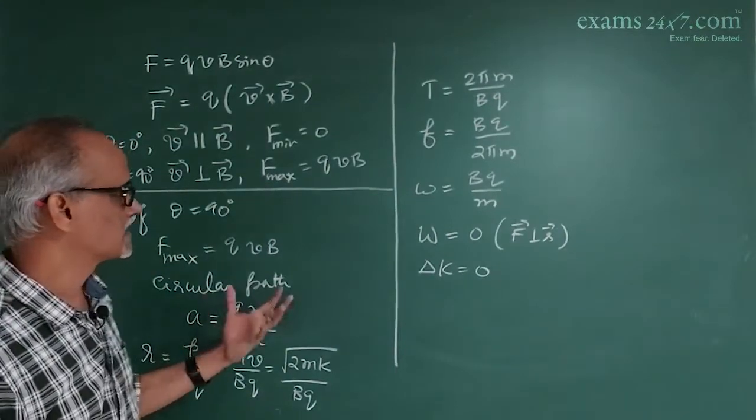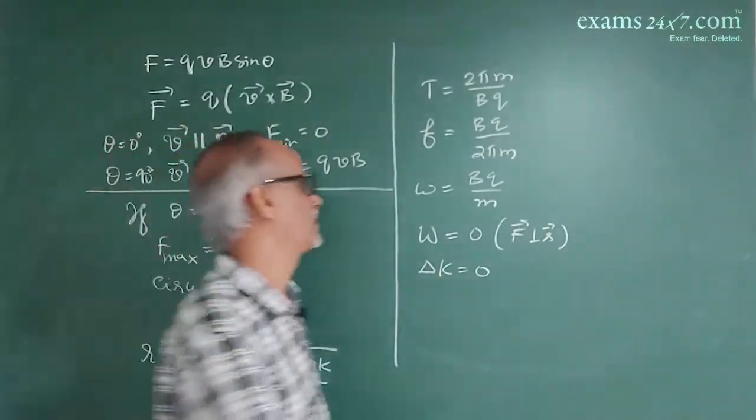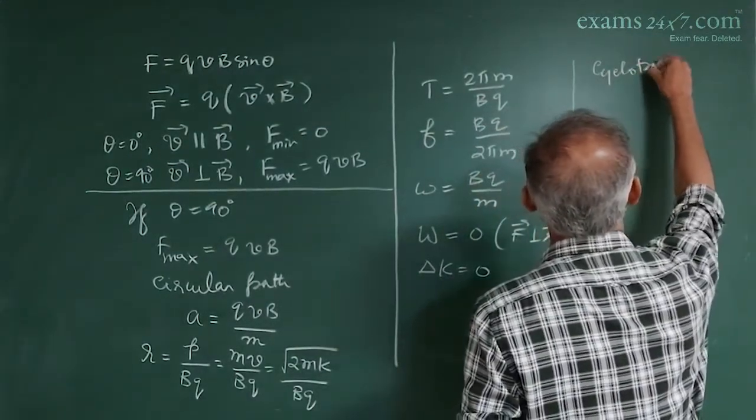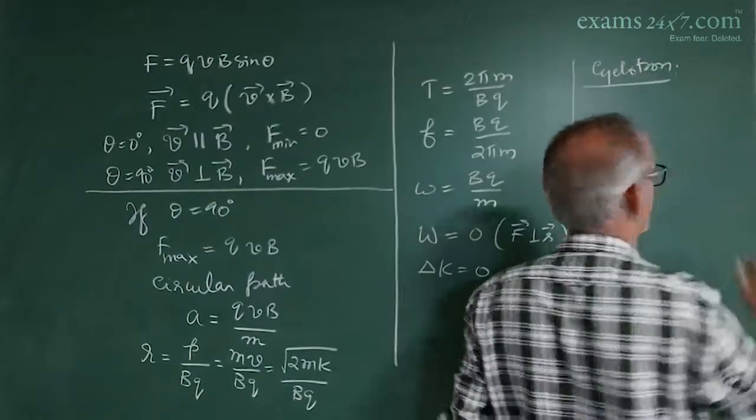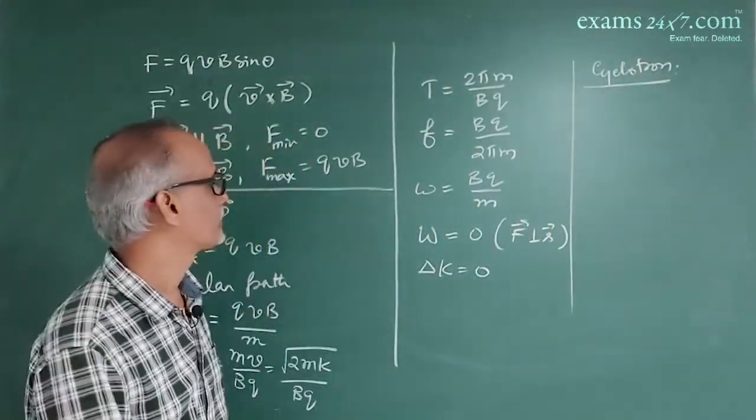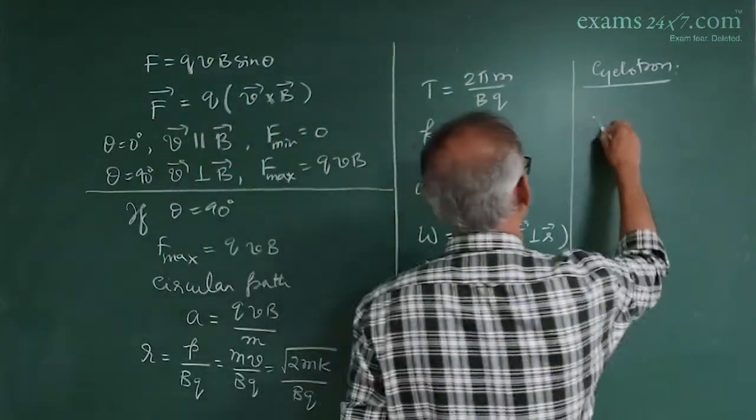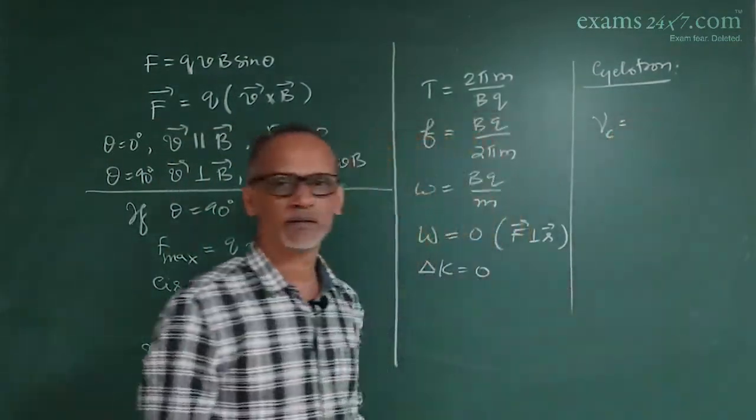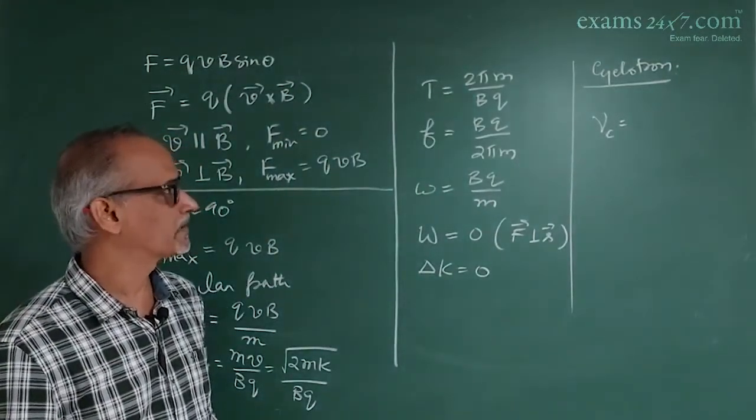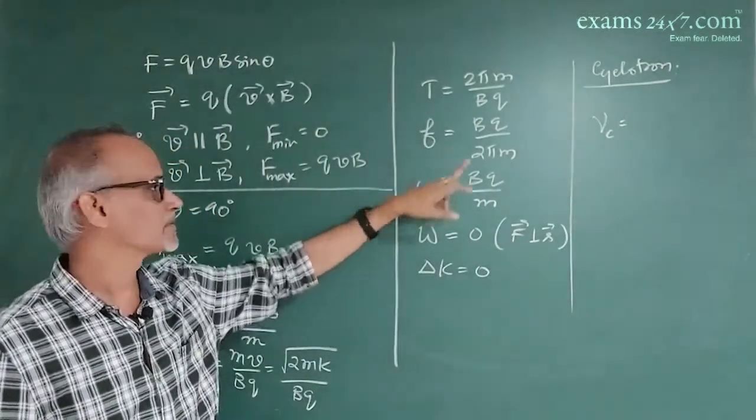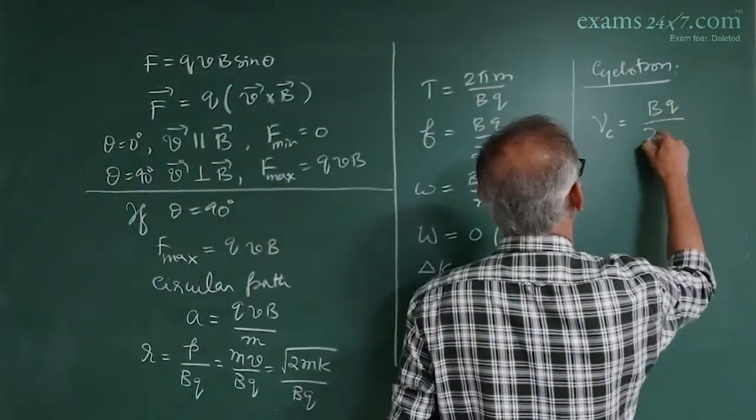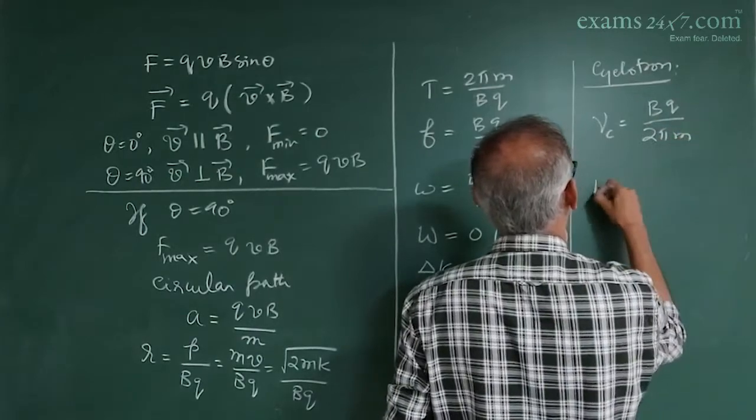And this principle is used in a device called cyclotron, in which the particles are accelerated to very high kinetic energy. And the frequency of revolution of the particle within the cyclotron is the same as this. That's called cyclotron frequency, which is BQ by 2 pi m.